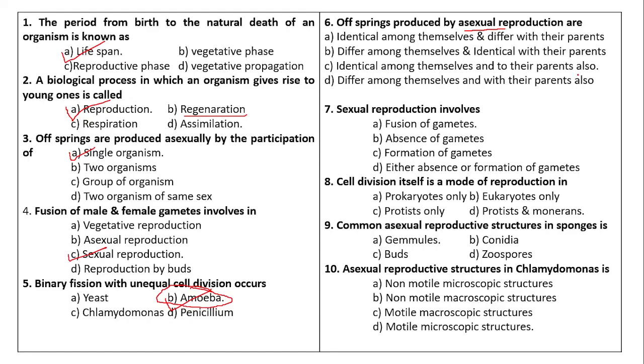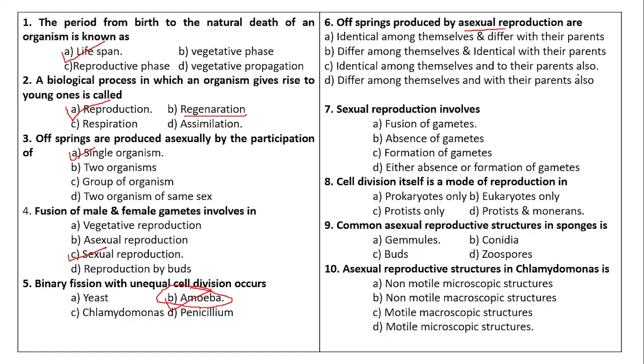So that will be the correct option here, because asexual reproduction does not involve any variations or any recombinations. Since there is no recombination and no variation, the offsprings cannot have any changes among themselves. They will be similar to themselves as well as to their parents. That is why option C, identical among themselves and also to their parents. So that is the correct option.